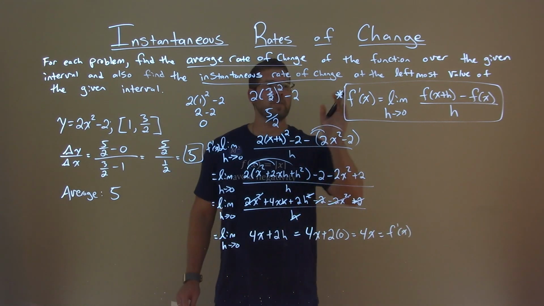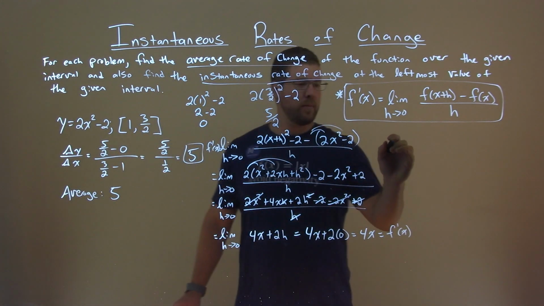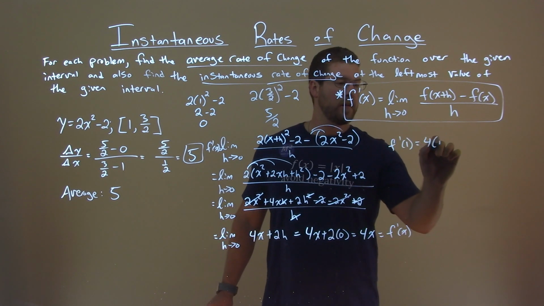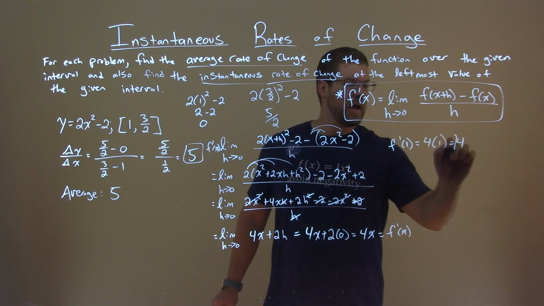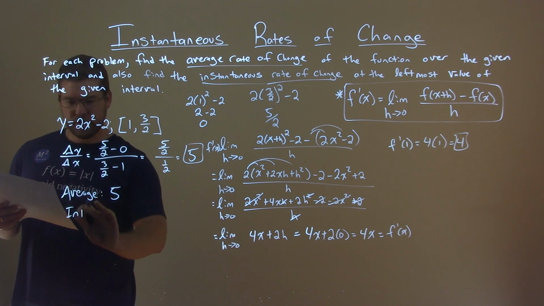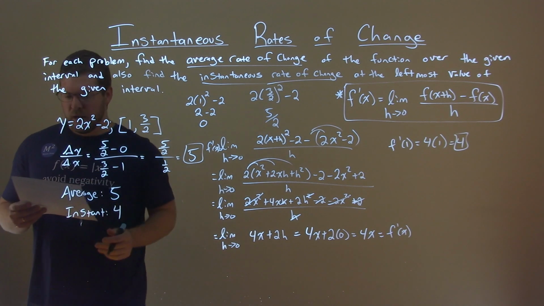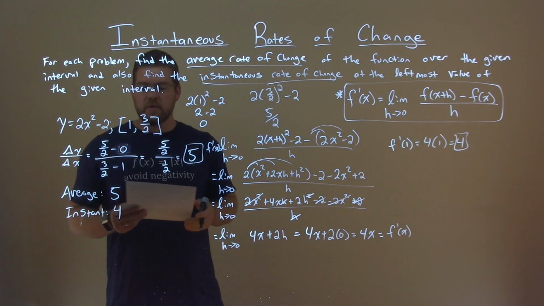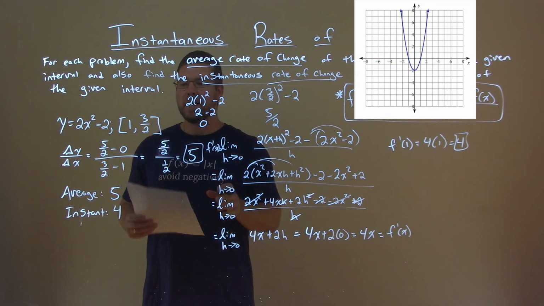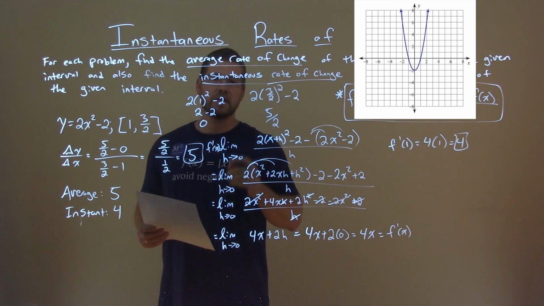Now they tell us to use the leftmost value of our given interval. So that's 1. So we have f prime of 1, and that's 4 times 1, which is 4. And so our average rate of change is 5, our instantaneous rate is 4. And again, I'll put our graph back up here, there's our graph for our function, and at the interval from 1 to 3 over 2, the x values there, our average rate of change was 5, but right there at 1, the instantaneous rate of change is 4.